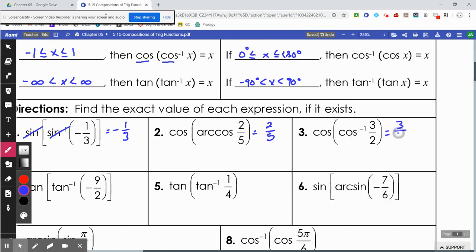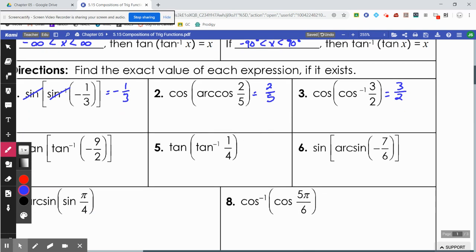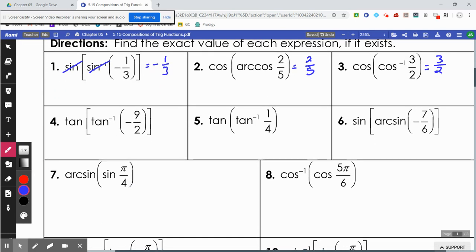Same thing with the third one here. The tangent of the inverse tangent of -9/2, and that will always cancel each other out as long as you're between negative and positive infinity actually there. So same thing here, we're going to equal 1/4.